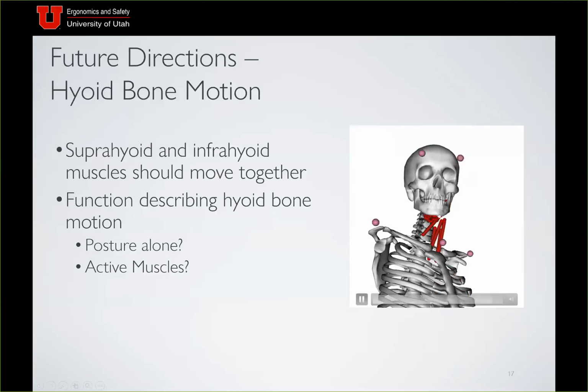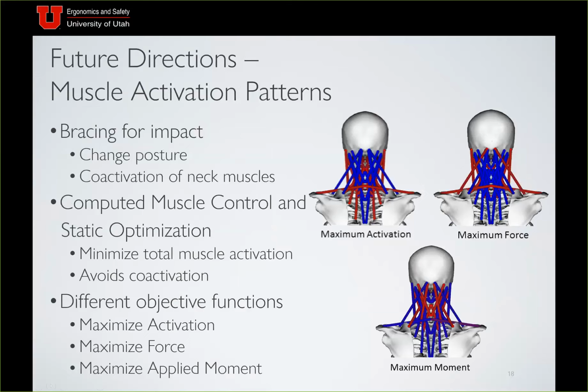We need to be able to define the hyoid bone because the suprahyoid and infrahyoid muscles should be moving together. So future work should define a function that describes hyoid bone motion, and this is a difficult problem because it should be based on posture alone, or should it include active muscles as well in defining where this floating bone should be at any given time. So that is a subject of future work that can be done with X-ray studies or MRIs and motion.